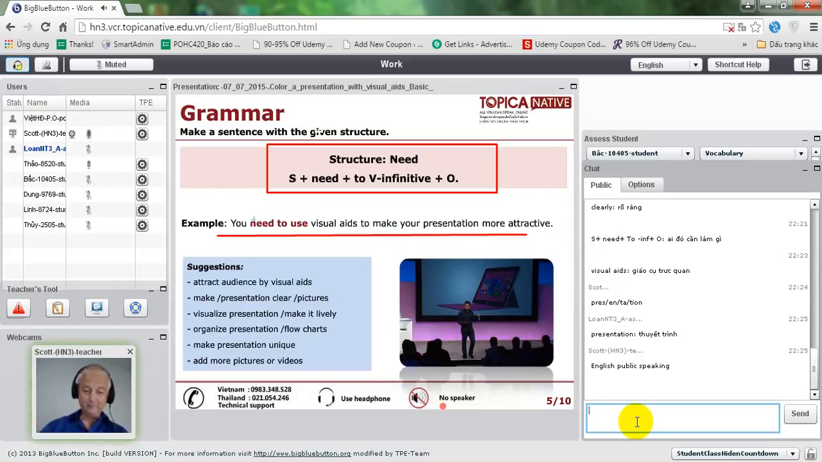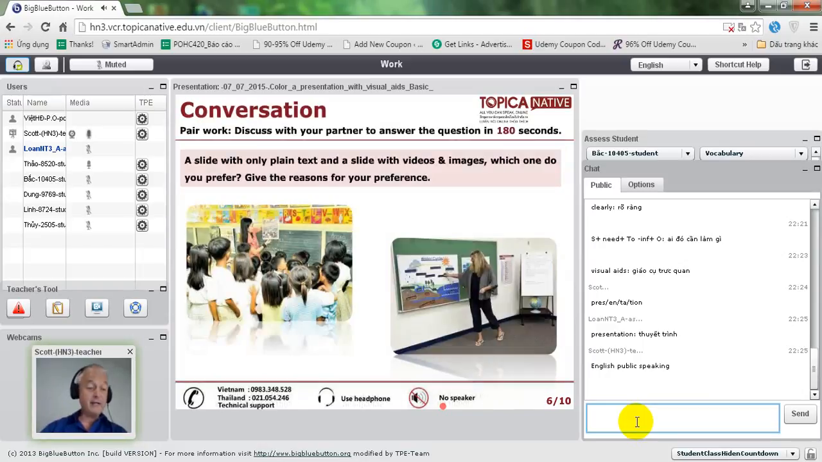Okay? So we're going to move on now. And in our next slide, this will be a very, very helpful slide for you because you get to practice having a conversation with one another. Okay, so you're going to work in pair work. You're going to discuss with your partner to answer the questions in just about 3 minutes. I'll give you each about 3 minutes.